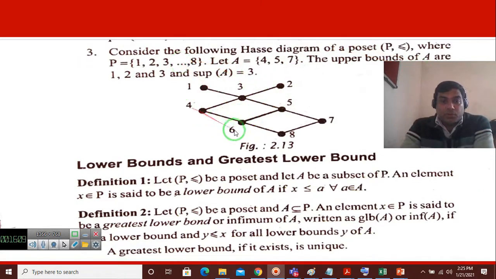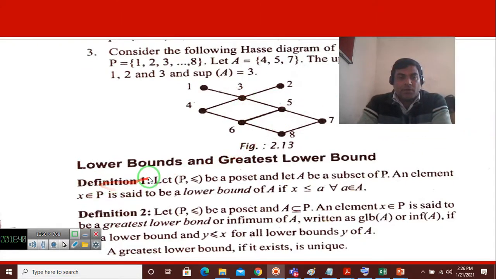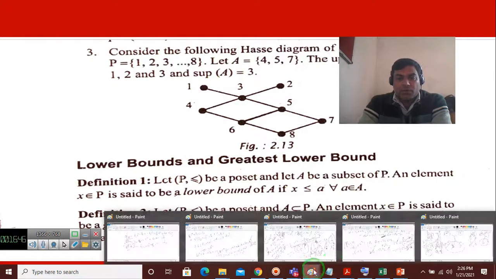The supremum of 4, 5 and 6 is 3. 1, 3 and 2 are upper bounds, but among the upper bounds 1 is greater, 2 is greater, and 3 is the least. So this is called the supremum: among all the upper bounds it should be the least. Now the lower bounds, the greatest lower bound, GLB, means that we can explain like this.